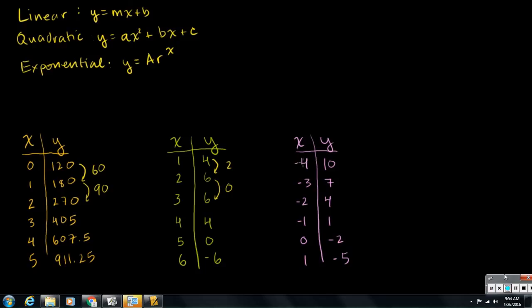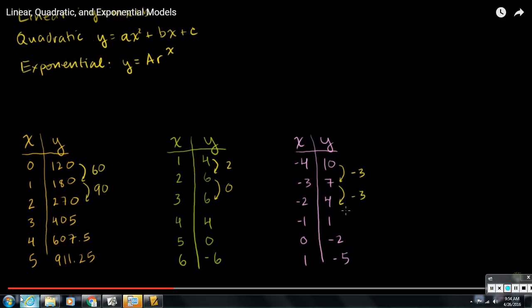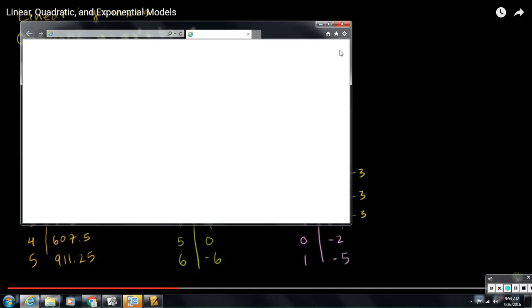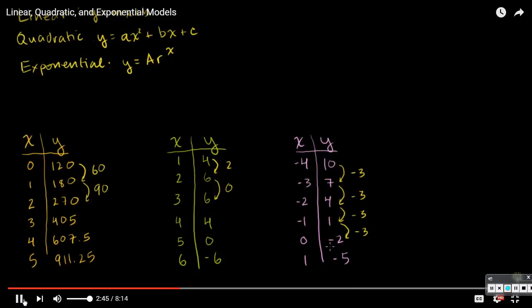Now let's look over here. Once again, we're increasing x by 1 on every data point. And when we go from this first data point to the second data point, y decreases by 3. Then we go from the second to the third, once again, y decreases by 3. Third to the fourth, y decreases by 3. 1 to -2, once again, decreases by 3.